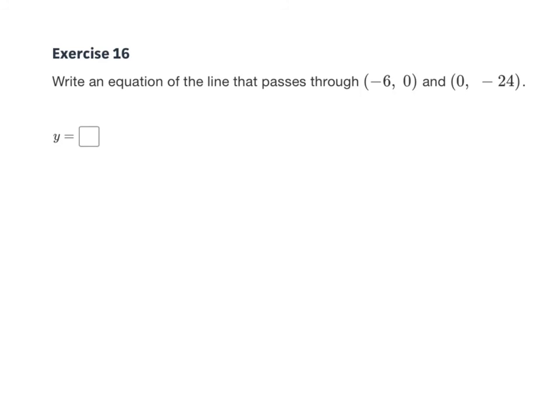Alright guys, last one like this. Here we go. We've got x1, y1, x2, y2. We've got to find the slope and the y-intercept. The y-intercept, remember, is what's paired with the 0. So the y-intercept on this one is negative 24. Now we just have to find the slope. So I would have negative 24 minus 0 over 0 minus negative 6.